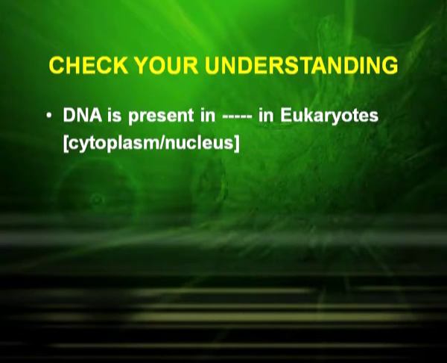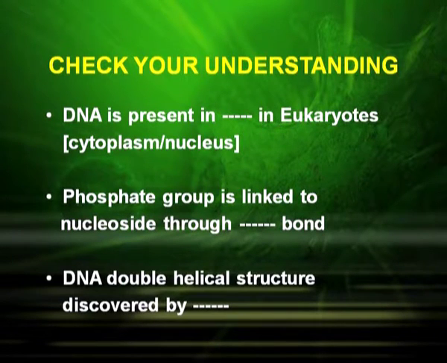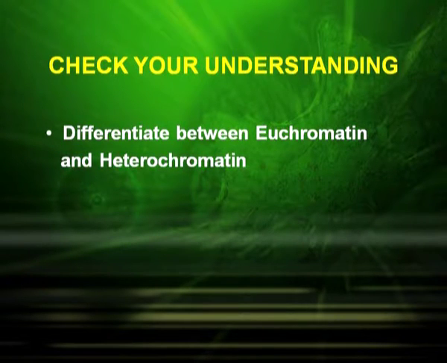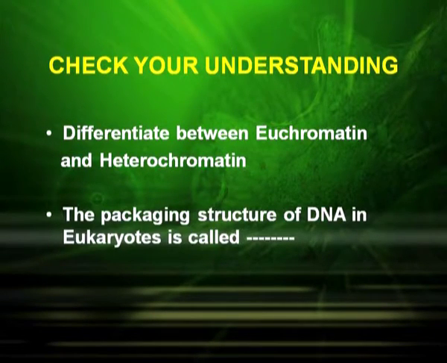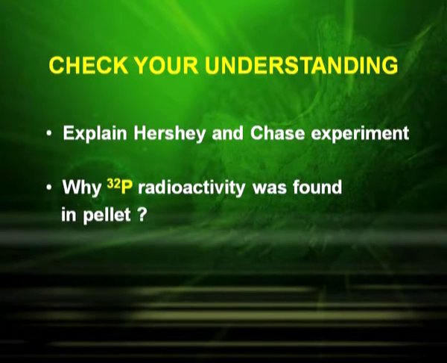The DNA is present in eukaryotes in two options, the cytoplasm or the nucleus. The phosphate group is linked to the nucleoside through which bond? The DNA double helical structure was discovered by whom? Differentiate between euchromatin and heterochromatin. The packaging structure of DNA in eukaryotes is called what? Explain the Hershey and Chase experiment. And the last question, why was P32 radioactivity found in the pellet?